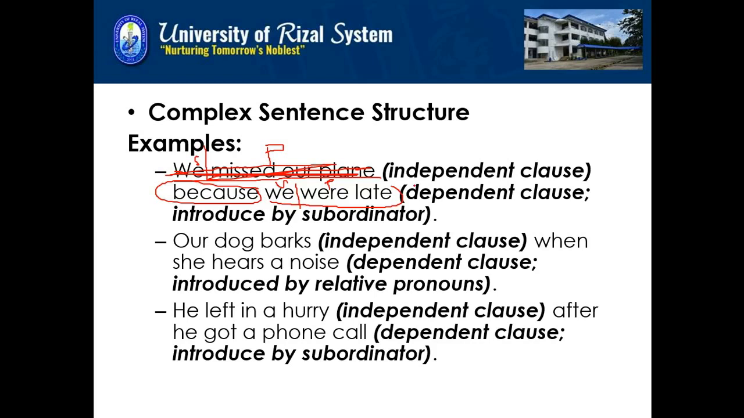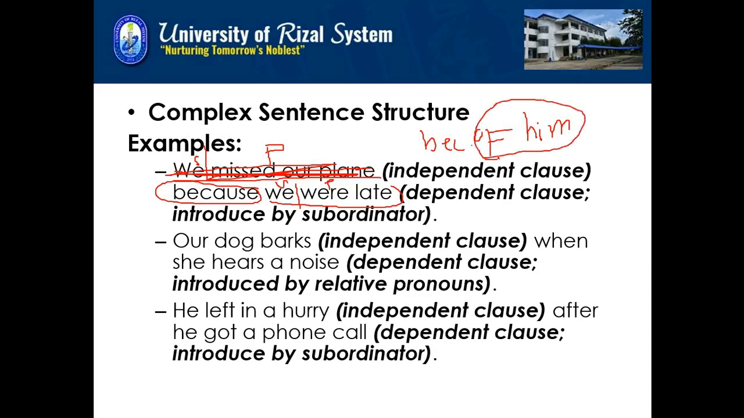Okay? Halimbawa, we missed our plane because of him. We missed our plane because of him. Of him. Okay? So, gumamit tayo ng because. Hindi porke may because diyan, dependent clause na 'yan. Ngayon, tingnan mo, may subject predicate structure ba after ng because? May sasagot? May gusto sumagot? Ha? Meron bang subject structure after ng because? Hmm? Okay. So, wala. Of him.